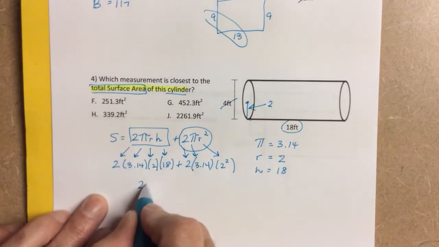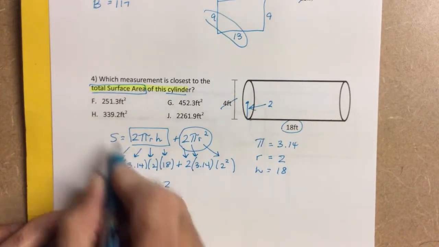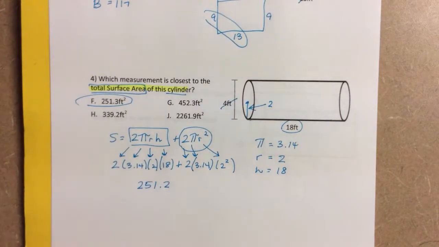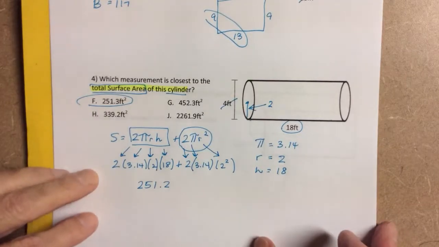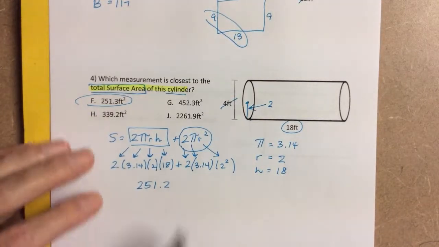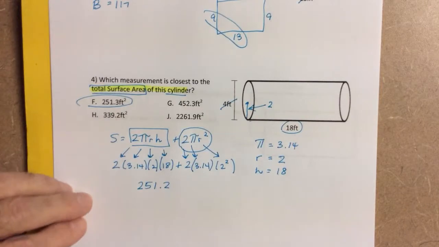I get 251.2. I'm going to choose the closest answer because pi is an irrational number. Still kind of easy if you're just following instructions.